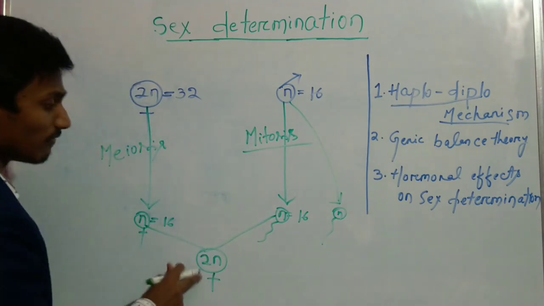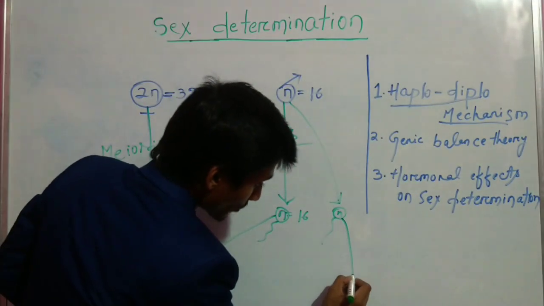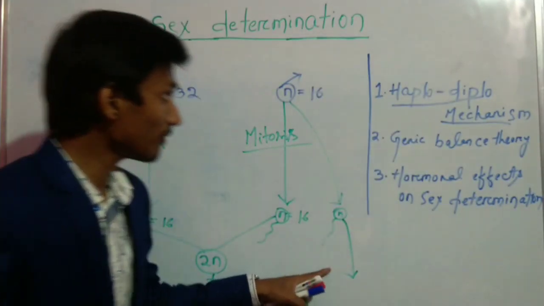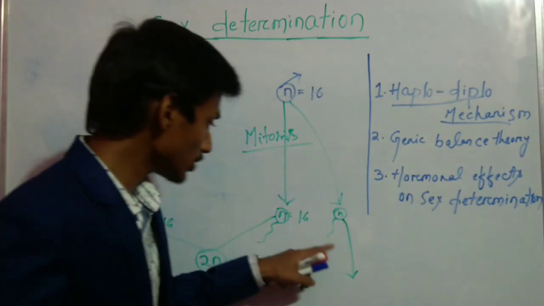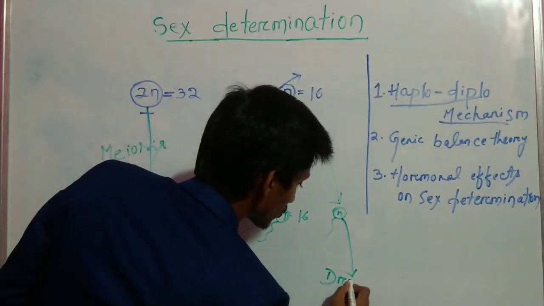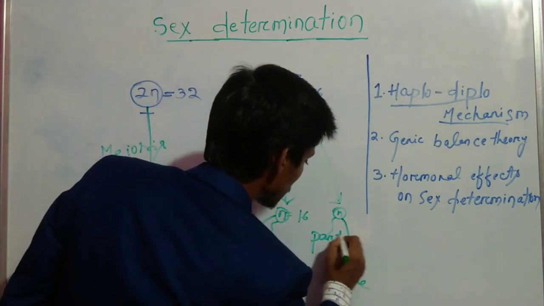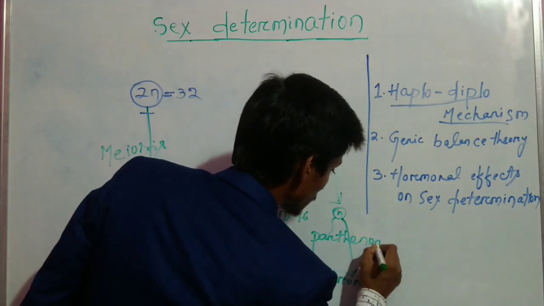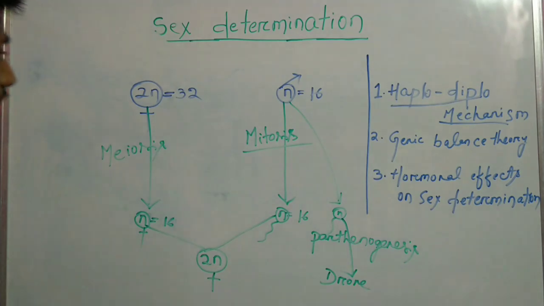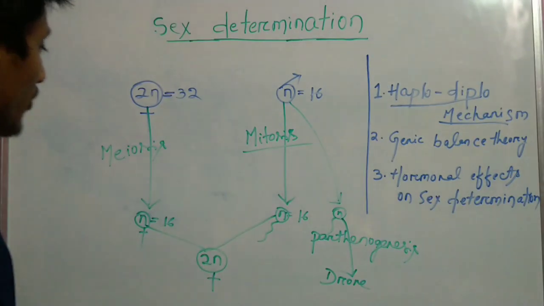And the egg which does not undergo fertilization but develops into a mature honeybee is called a male or drone. So this phenomenon is called parthenogenesis. So this is how there are different types of honeybees found, and sex is determined in case of honeybees.